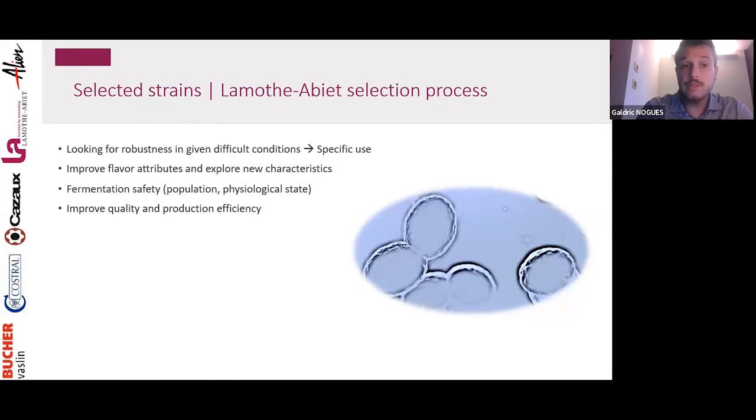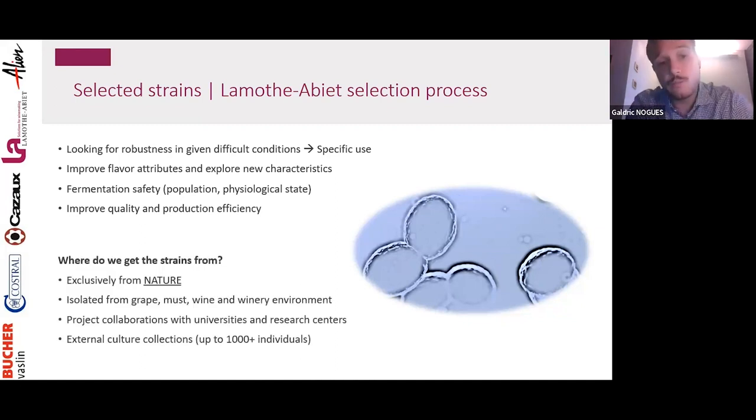Most of the time, we want it to be an improvement for the aromatic profile and new characteristics as well. Most important above all will be the fermentation safety, so population, physiological state, and viability of the population. And then, of course, the bacteria has to improve quality and improve the production. So the strains, we get them exclusively from nature. They are isolated from grape must, wine, and winery environment, and through collaboration projects with universities and research centers. So we share this experience and we make sure we have all together a good work for the selection.